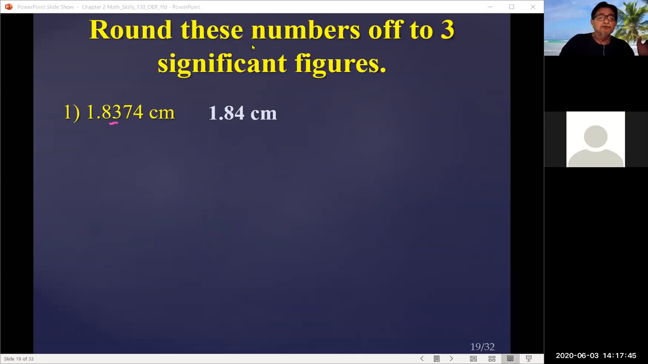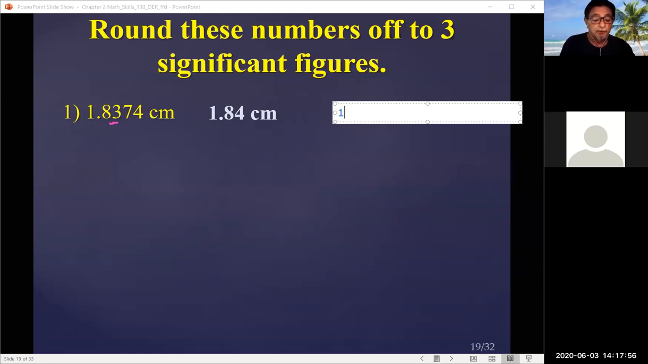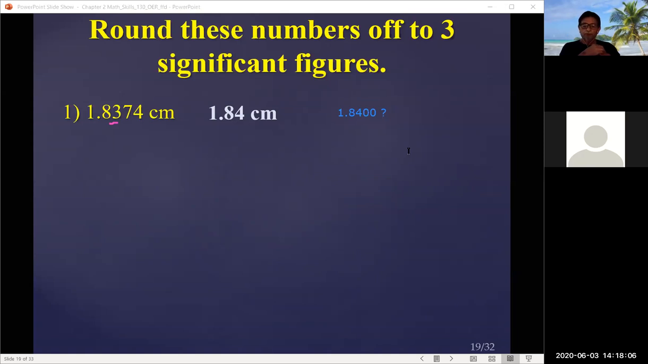Now you may ask the question, well, wait a minute, what if I added zeros to replace the 7.4 and they end up at 1.8400? What would be wrong with that? Who would like to speak up? Since it creates more sig figs. Exactly. You have created more sig figs because now those zeros count.